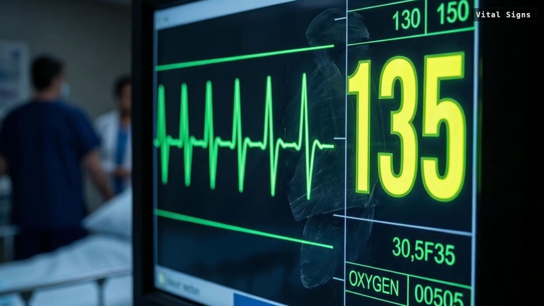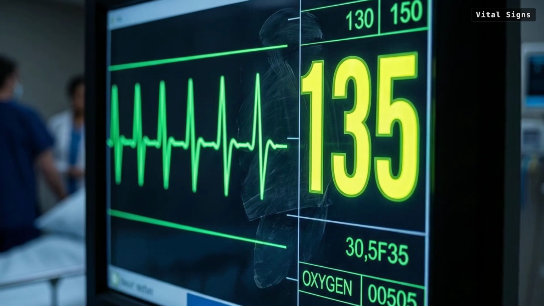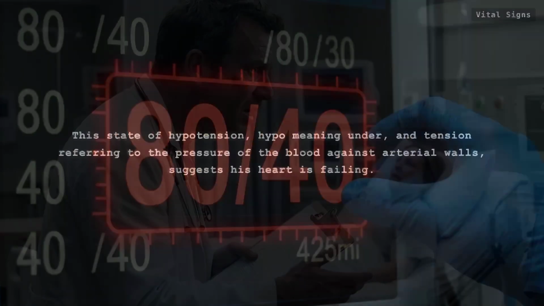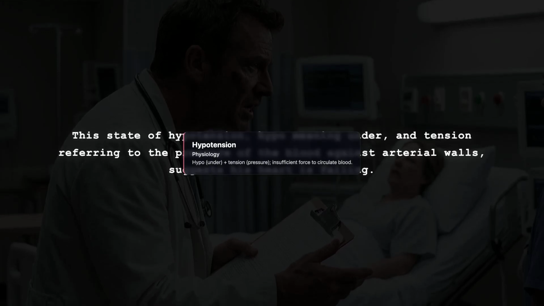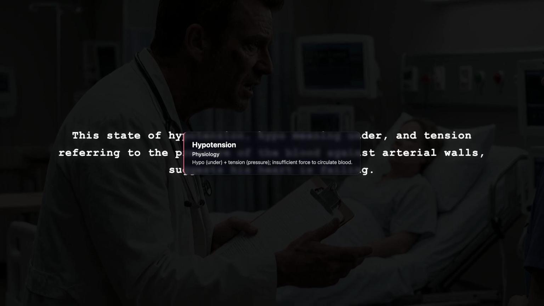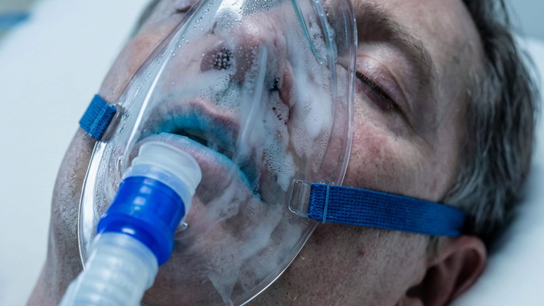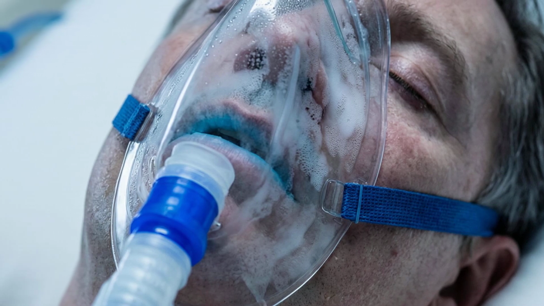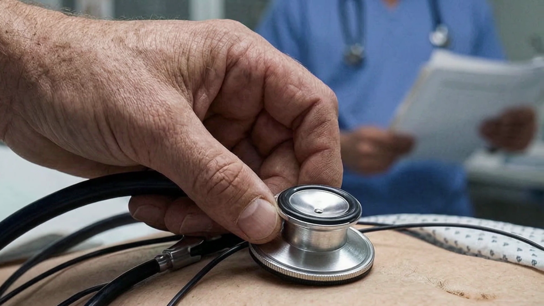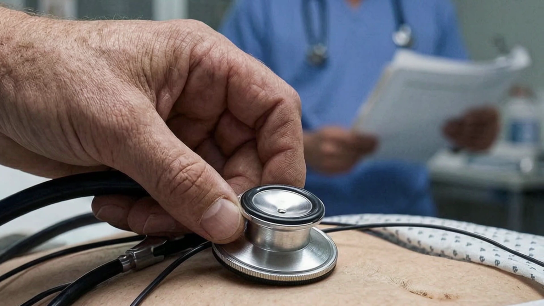On the monitor, his vitals reveal a body in crisis, a heart rate of 135 beats per minute, and a blood pressure of 80/40 millimeters of mercury. This state of hypotension, hypo meaning under, and tension referring to the pressure of the blood against arterial walls, suggests his heart is failing. Despite receiving high-flow oxygen, his saturation remains stuck at 82%. The medical team suspects a massive heart attack or a blood clot, but the source of the catastrophe is hidden beneath a small 2-centimeter bandage on his right hand.